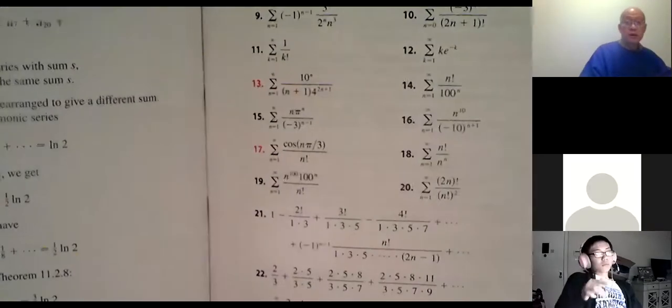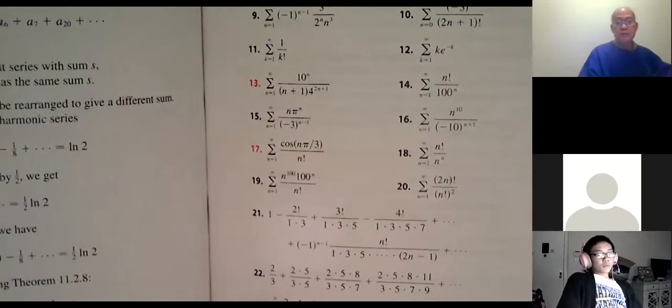Okay, next one I was going to show you is 13, and I think I'm noticing it does match our 13, does it not? Yeah, that one actually matches. So anyway, whatever.